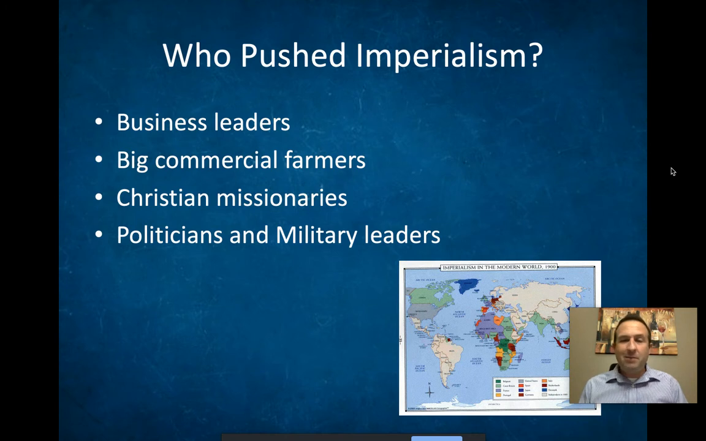Now, is this realistic? No, because eventually those markets also tap out. And also because it doesn't deal with the long hours, the poor work conditions. But labor issues became an important pushing point for why business people, large commercial farmers and business leaders, wanted imperialism.